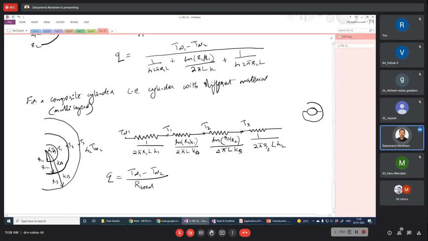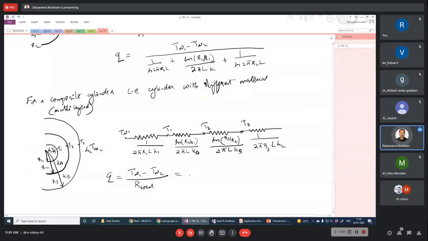Therefore, if we are going to have materials like this, with material A inside, material B over here, and material C over here, then in this condition we can write it as a parallel system. So this is the parallel system, a chance for a parallel system in cylindrical systems.